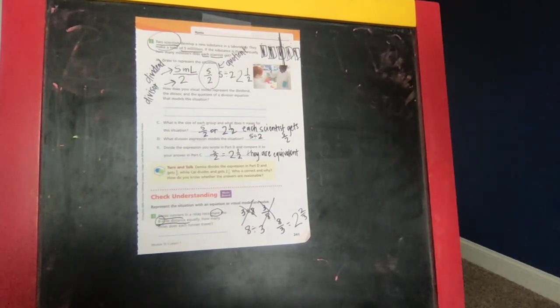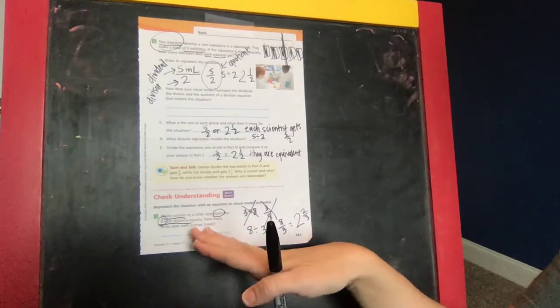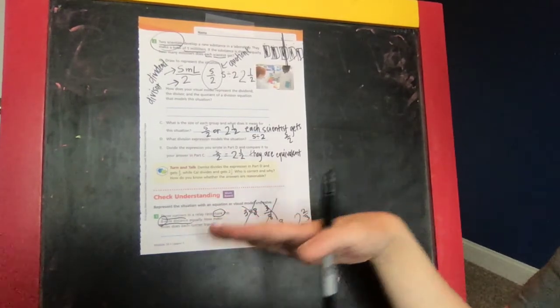Again, like we said all year, you've got to make sure that you're making sense of your problems. Make sure you ask if they make sense. This kind of problem is very similar to what you're going to see. It's very simple, but it's very easy to do it incorrectly.